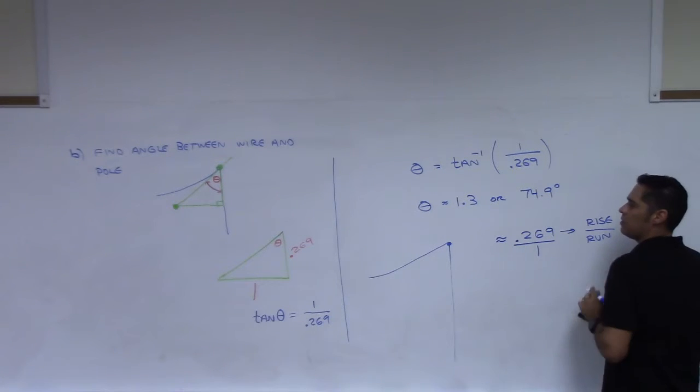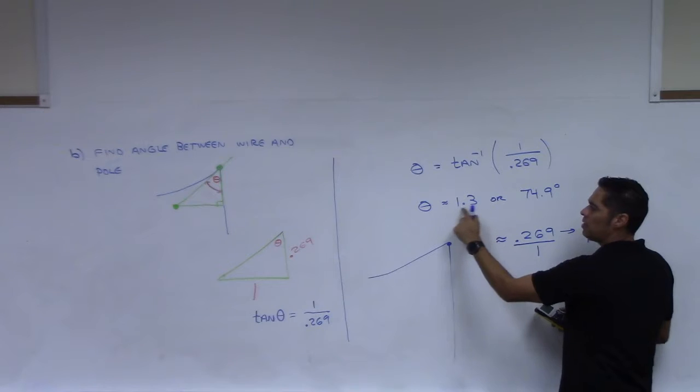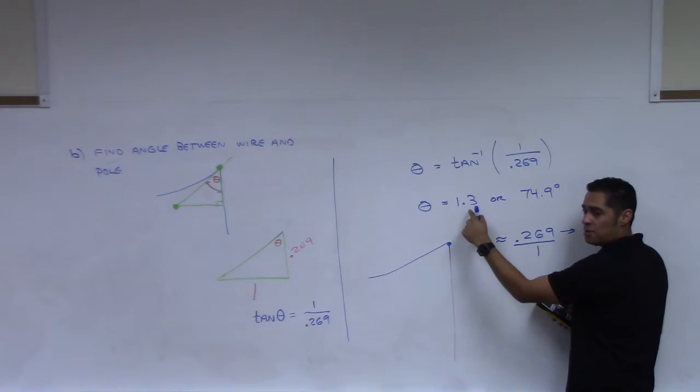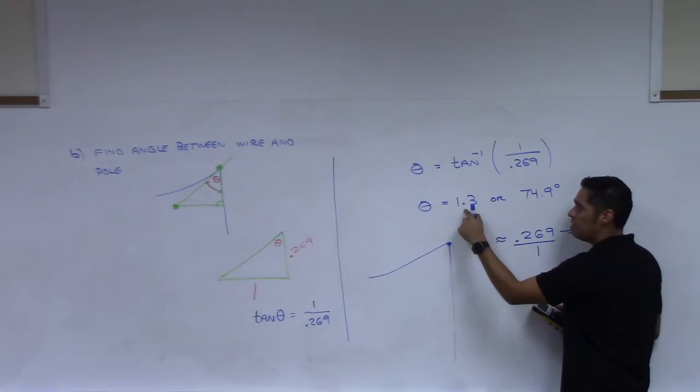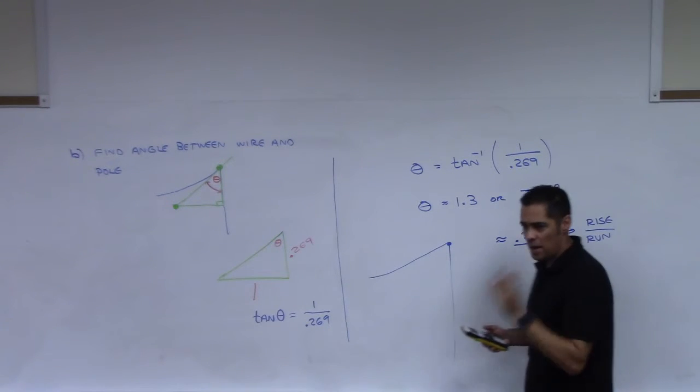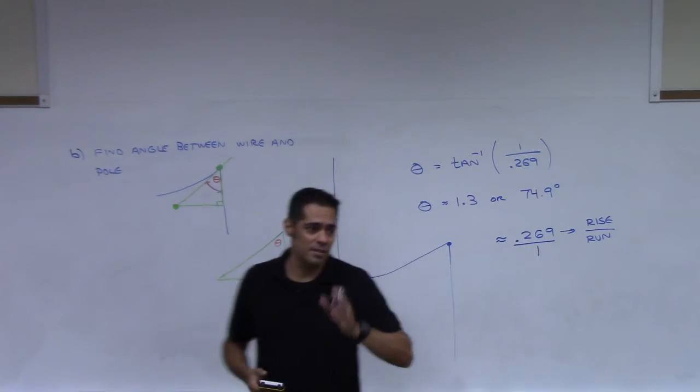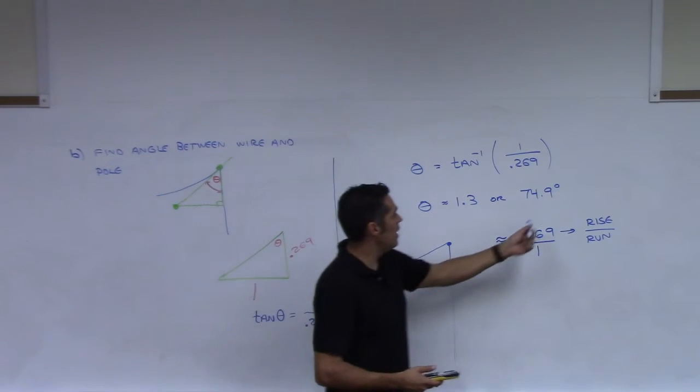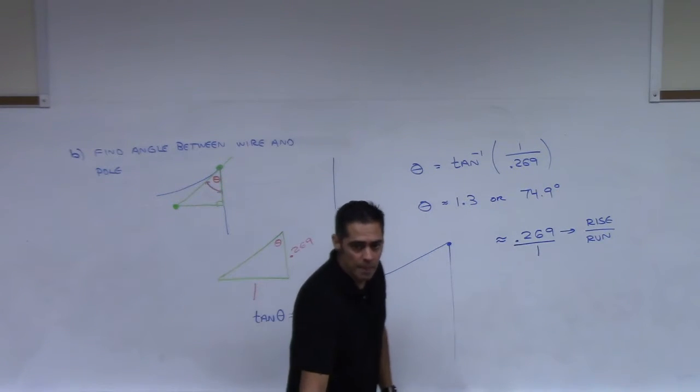74.9 degrees. So if I don't put the unit here, it's understood to be radians. Right? Remember that from pre-cal? If you see a number that represents an angle, that is in radians unless it is specified that it's in degrees. The only way you can specify it's in degrees is by putting the degree symbol.